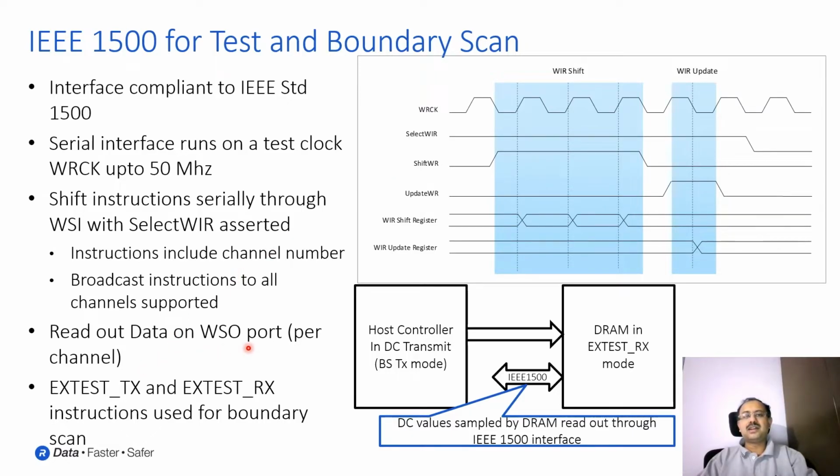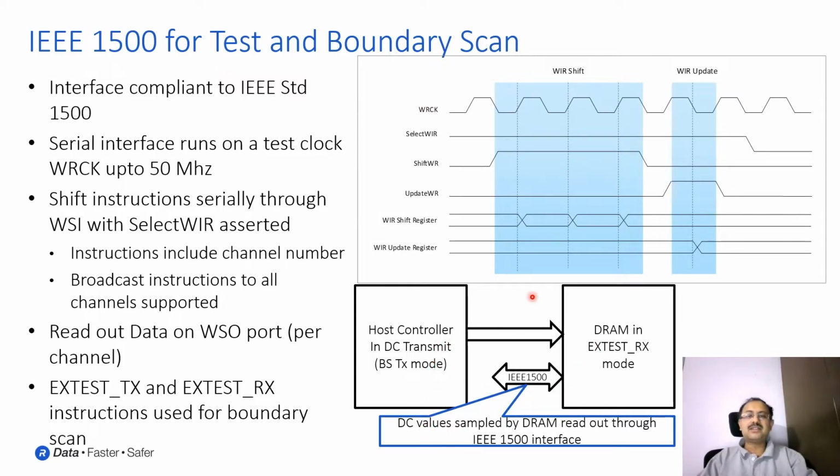The readout is done on a serial out data port, which comes out as an output from the DRAM. This is also per channel. And there are 2 instructions, xtest and xtest-rx, which are used for boundary scan. How this works is, when the DRAM is put in receive mode, or xtest-rx mode, the host controller will be in boundary scan transmit mode. Using the 1500 command xtest-rx, we can set the DRAM to be in receive mode. The host controller will transmit static data and the DRAM will capture the values. Whatever value is captured can be read out through the 1500 interface, and then we can compare with what was transmitted.